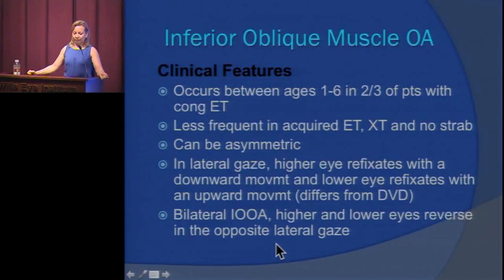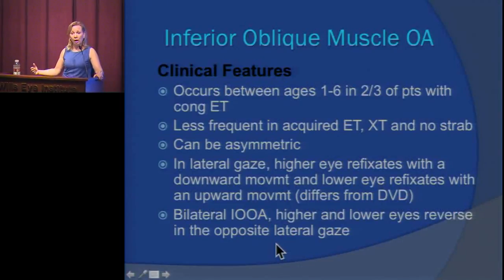Inferior oblique overaction is less frequent in acquired esotropia, exotropias, and when there's no strabismus. Well, strabismus being that it may be isolated inferior oblique overaction. That doesn't happen as often as with esotropias. It can be asymmetric and frequently is asymmetric. And in lateral gaze, you'll see the higher eye refixate with a downward movement and the lower eye refixate with an upward movement.